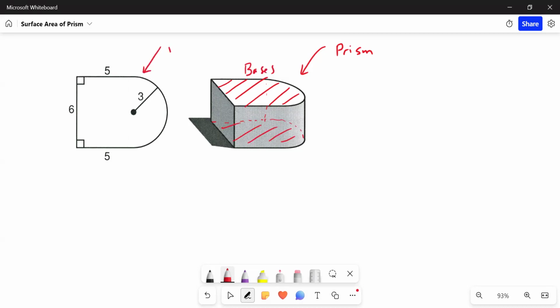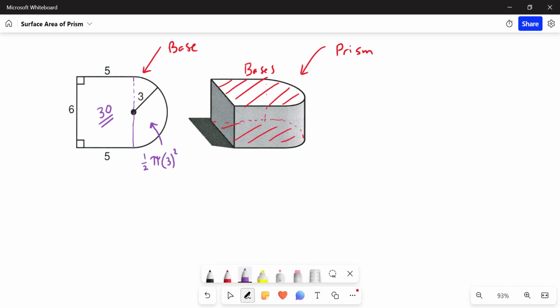Now here I have a picture of the base. Now that we can find the area of pretty simply just by thinking about splitting it up. If we were to draw a line right here, we could imagine that looks like a rectangle 6 by 5. So we could say this one has an area of 30. This looks like a semicircle, and the area of a circle, remember, is pi r squared. The radius looks like 3, but it looks to be half of a circle, so we'd multiply that by a half.